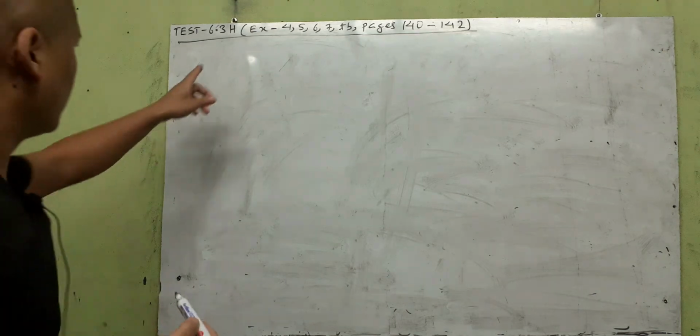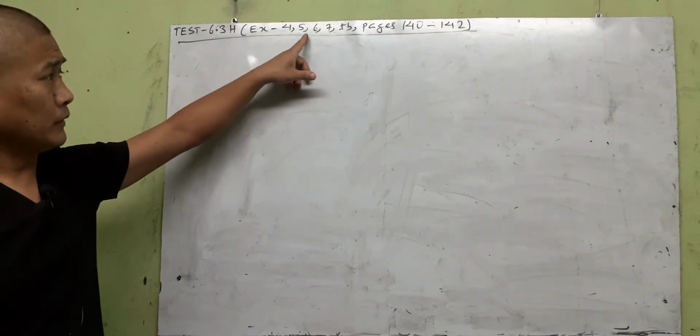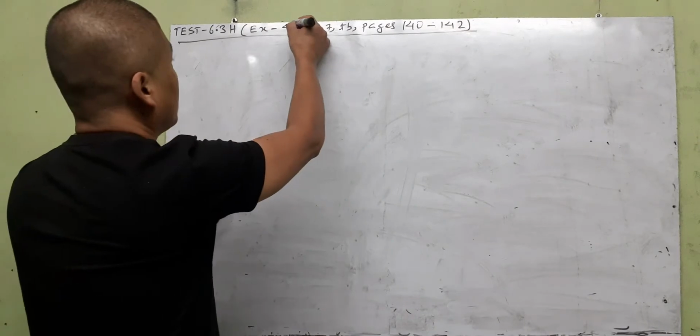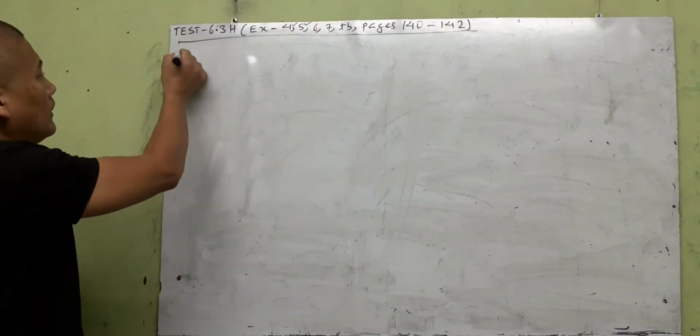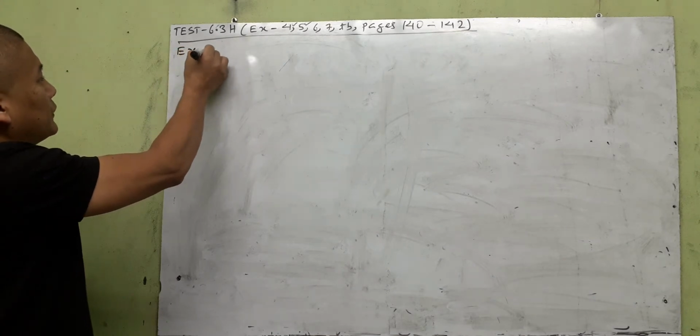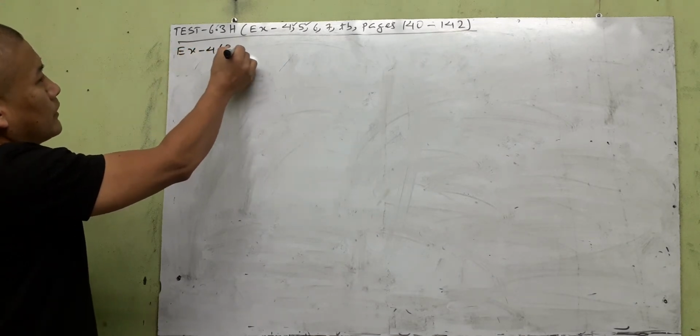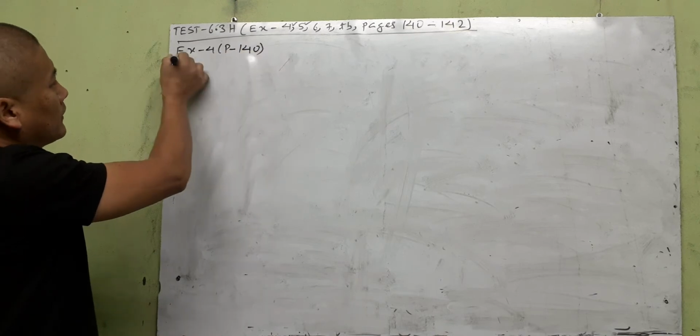Okay, so this test here, 6.3H, we'll cover these questions, okay? These 4 and 5 in this class and the next 2 in the next class. So let's start with example 4. We will find this on textbook page 140.